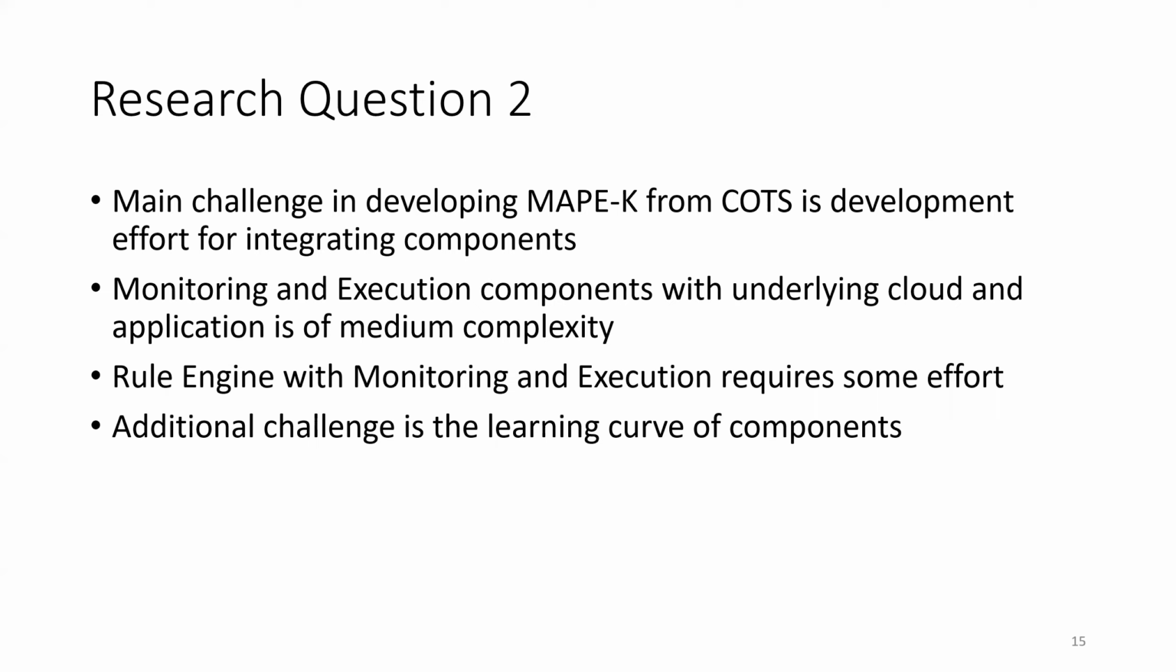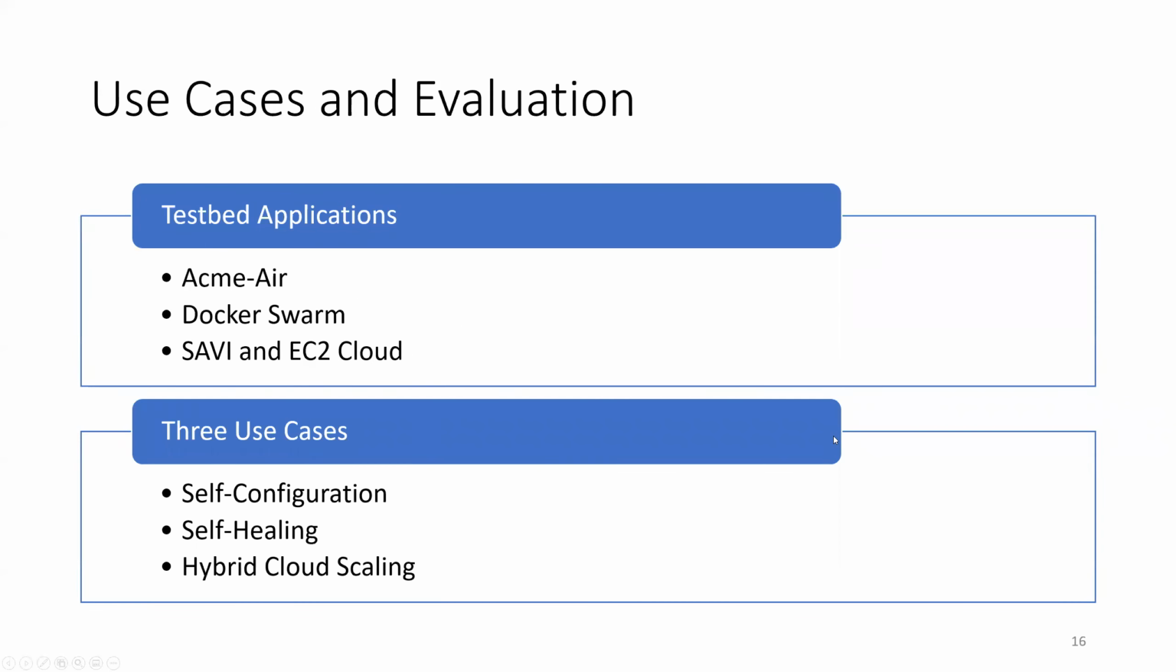There's also a learning curve of some of these components. So now we'll be going through the use cases and evaluations. For our use case, we use Acme Air, which is an e-commerce web benchmark application that uses Node.js and MongoDB. We use Docker Swarm to deploy Acme Air, and the cloud platform we use is Savvy, a community cloud provided as a partnership between university, research, and industry, which is built on OpenStack.